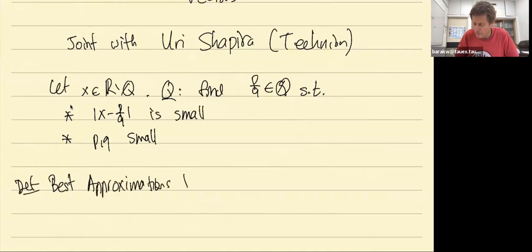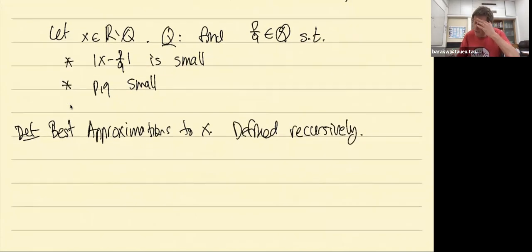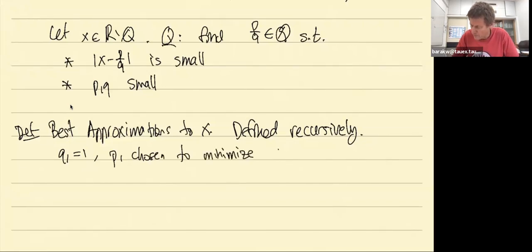The best approximations to X are defined recursively as follows. These are rational numbers P_i over Q_i. Q_1 is chosen to be 1, and P_1 is chosen to minimize |X minus P_1|. That means |X minus P_1| is less than half. You take the integer closest to X, and that defines P_1. So that's the definition of Q_1 and P_1.